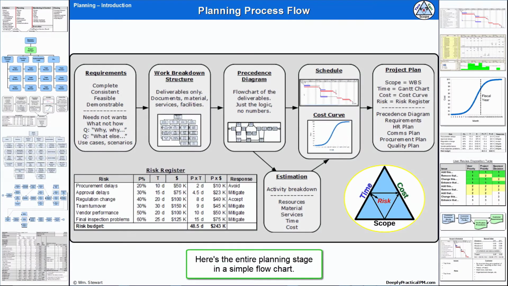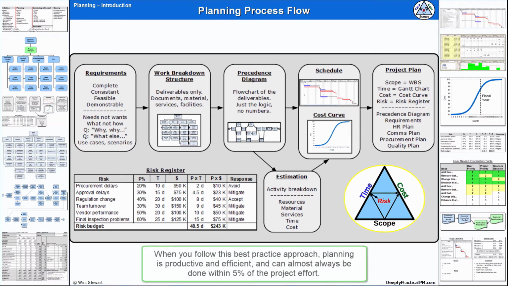Here's the entire planning stage in a simple flowchart. When you follow this best practice approach, planning is productive and efficient and can almost always be done within 5% of the project effort.